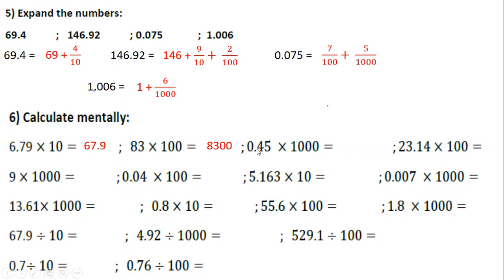Now we have 0.45 times 1,000. We are multiplying a decimal number by 1,000. Asil, yes, tell me, what should we do? Yes, miss. What should we do, Asil?